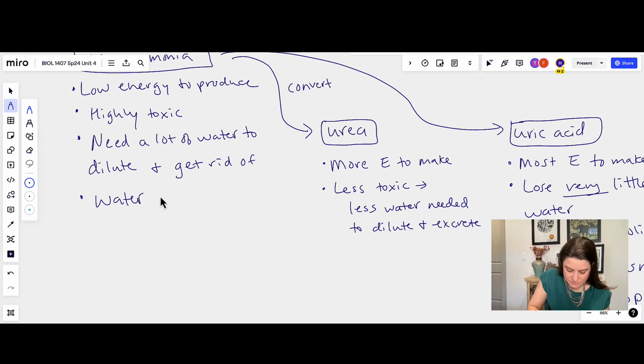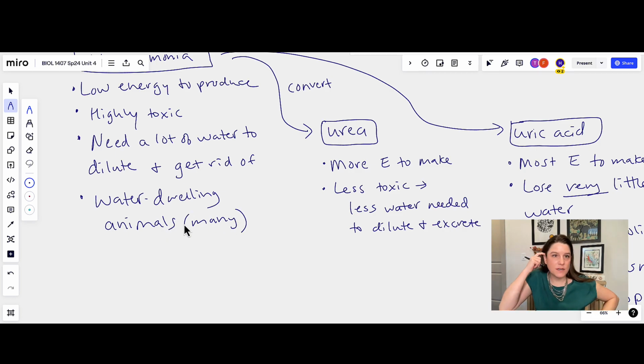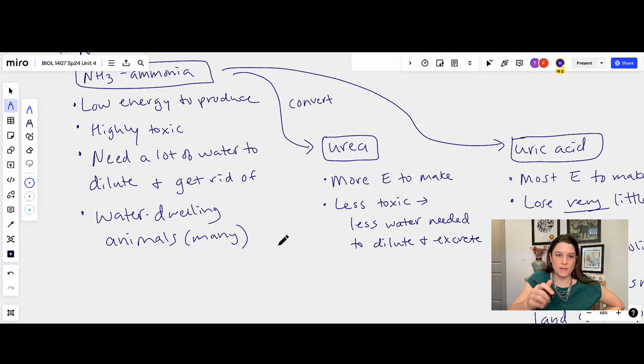So let's add that. Many of the ones that are going to excrete it as ammonia are water-dwelling animals. Not all, many of them. But I don't think there's anything on land, or completely on land, that does ammonia. It's too toxic.